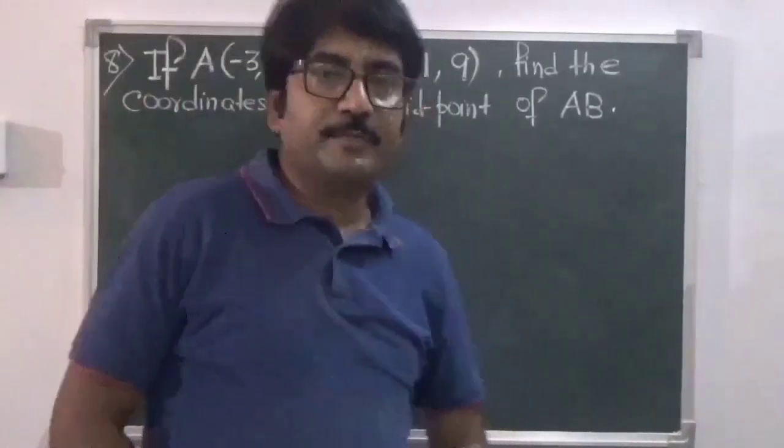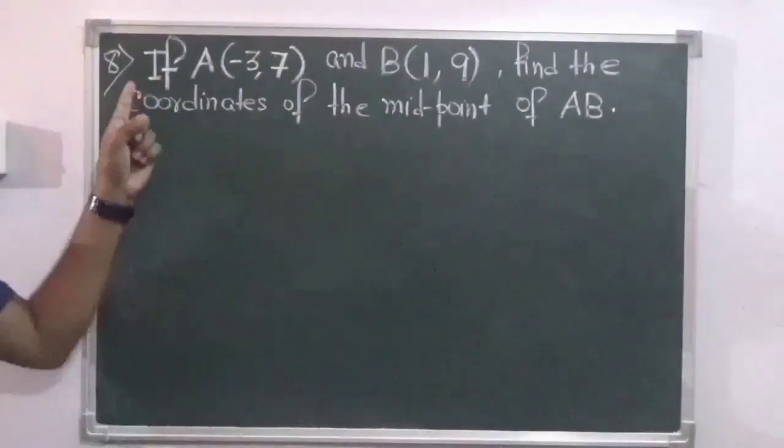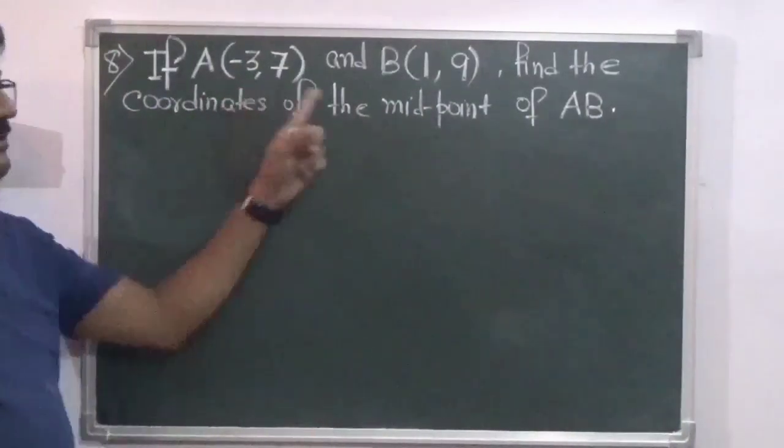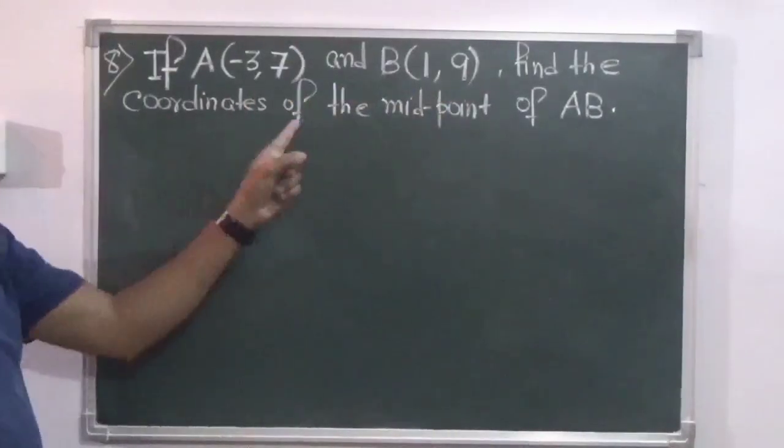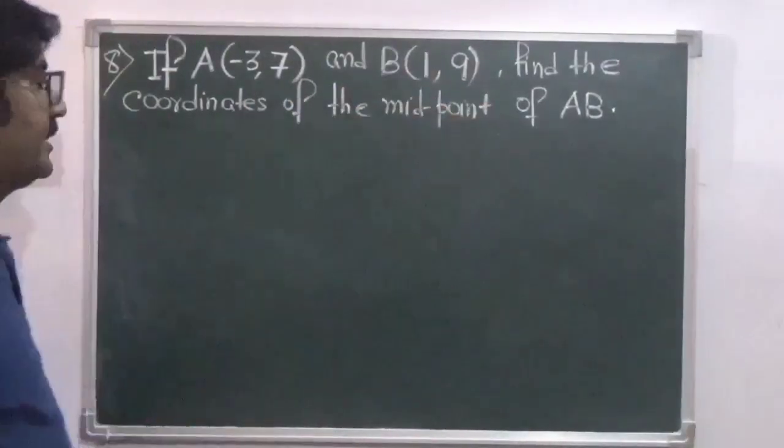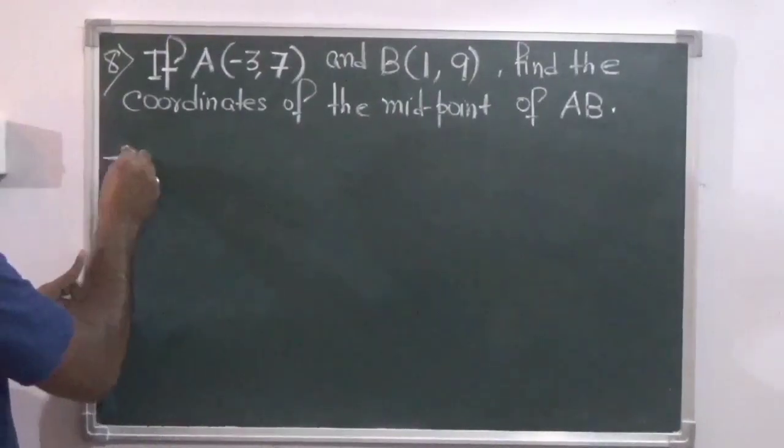Now moving on to question number 8. If A is (-3, 7) and B is (1, 9), then find the coordinates of the midpoint of AB. So here you have to apply the midpoint formula.